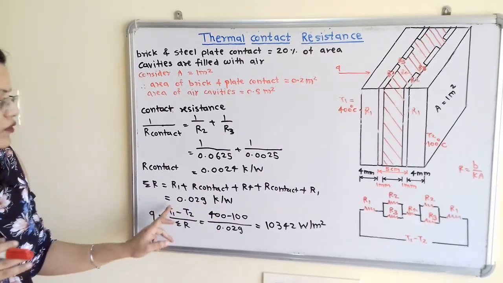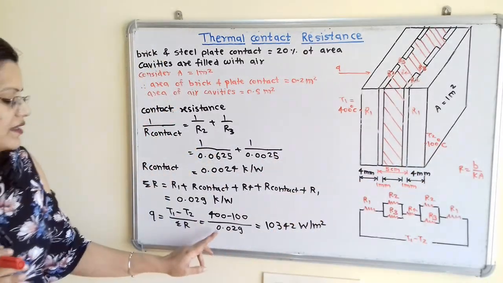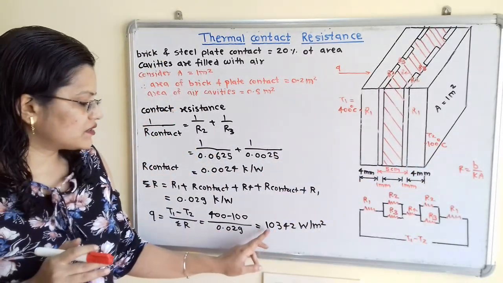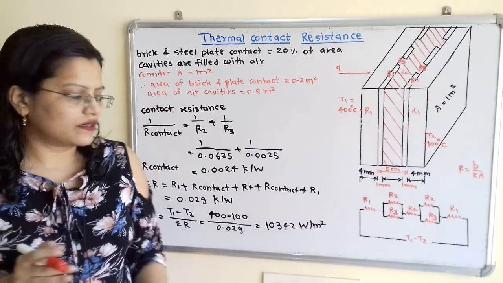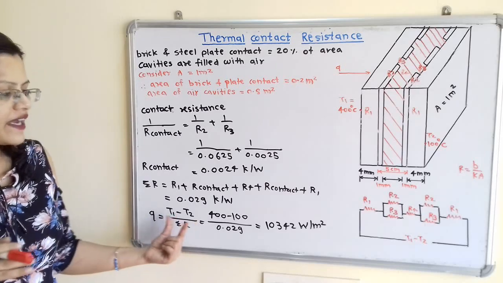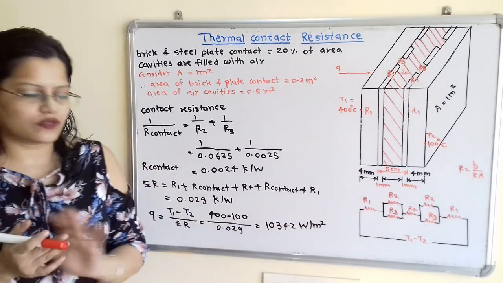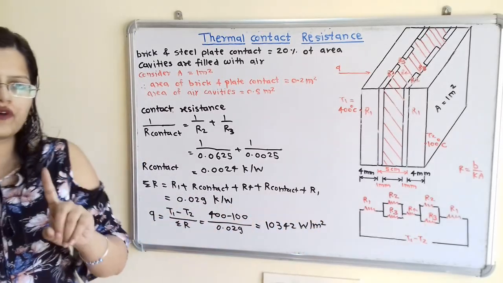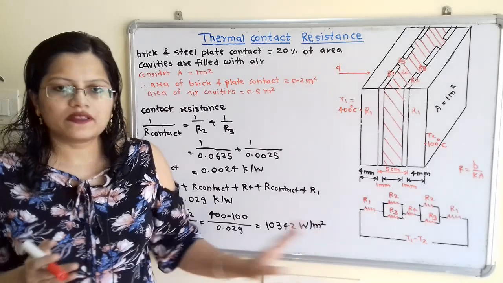So Q is equal to T1 minus T2, that is 400 minus 100 divided by 0.029, which is equal to 10,342 watt per meter square. Because we have taken the area as unity, we have to take per meter square. So this is the answer for 1 meter square, that is for Q. So the unit is watt per meter square.